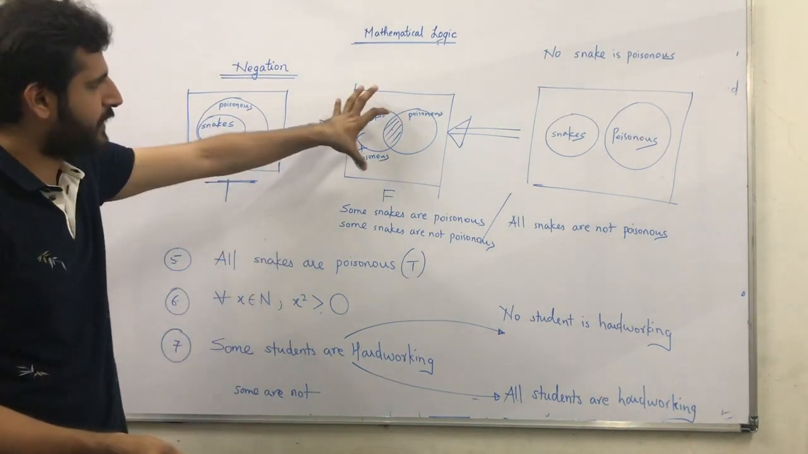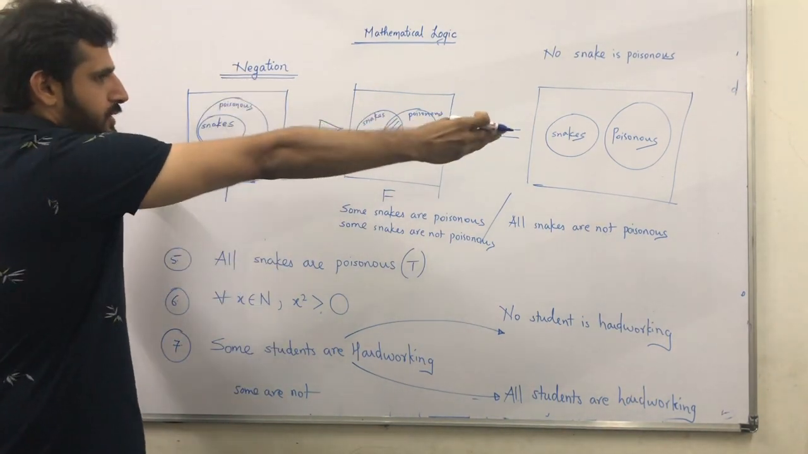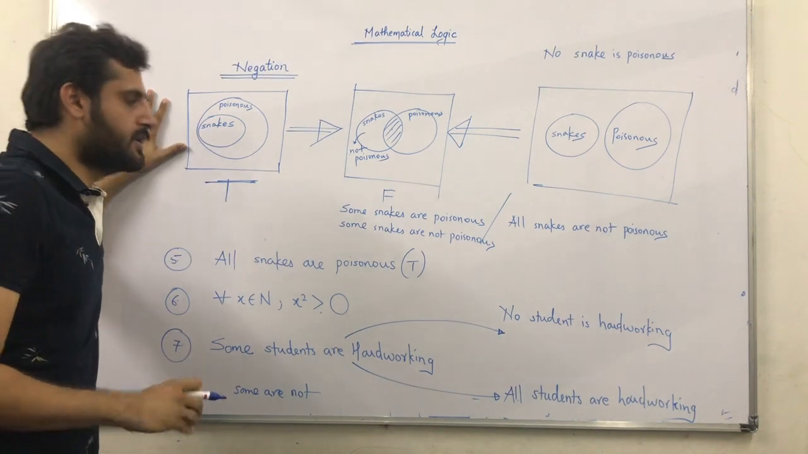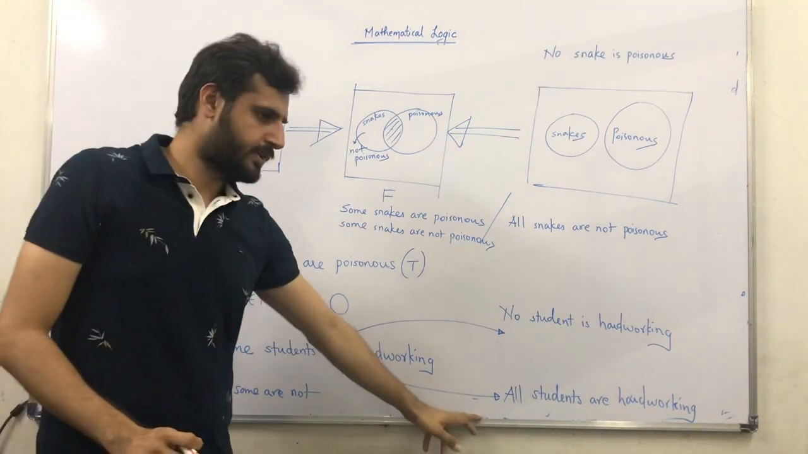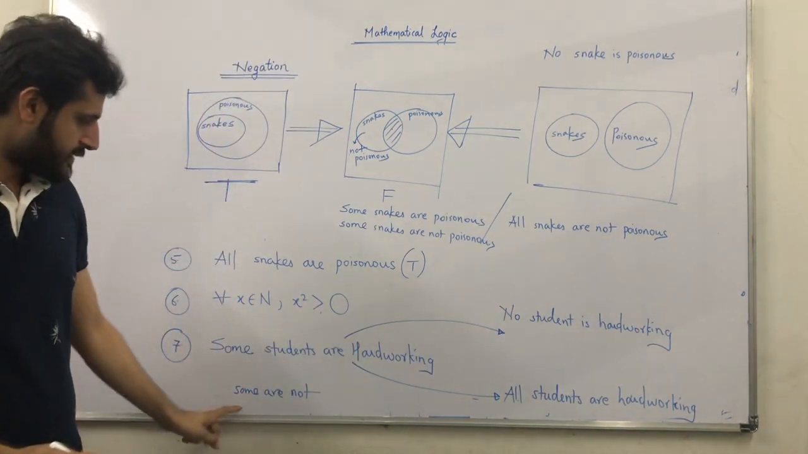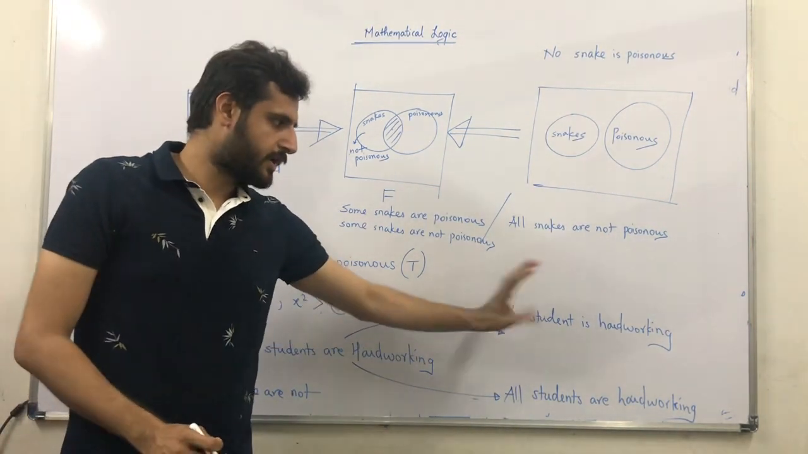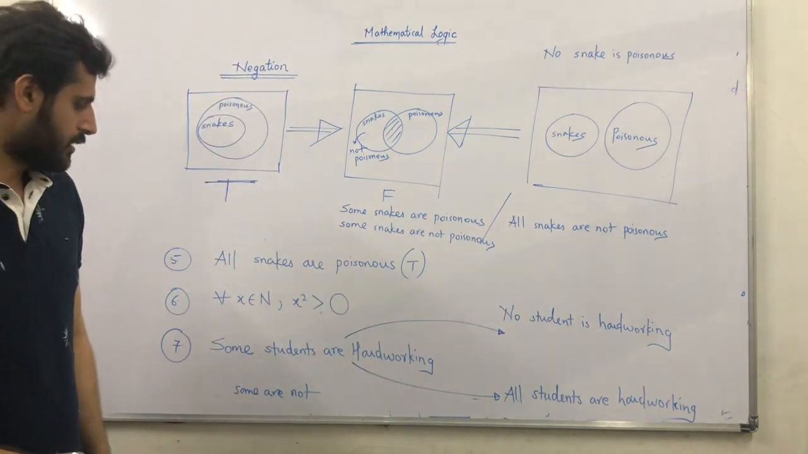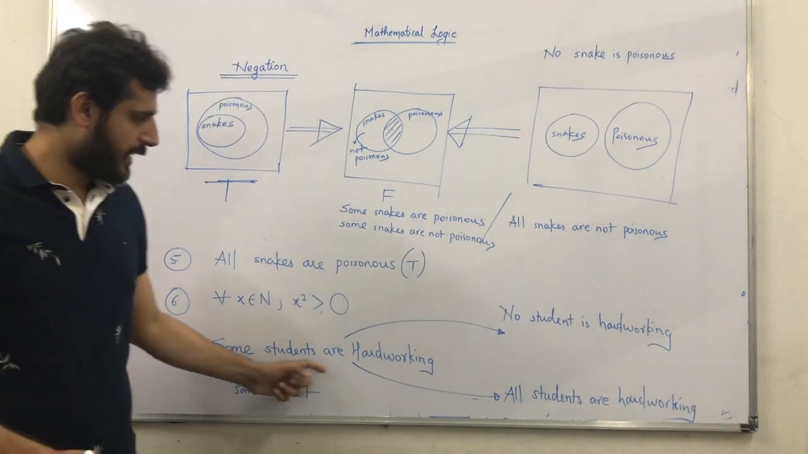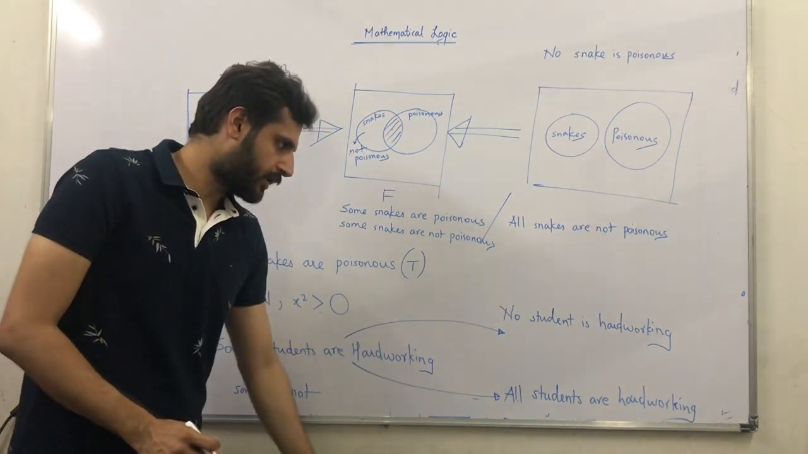It is like this intersection. And you can take negation in both the direction. You can say all students are hardworking is a negation of this, because this negates the idea that some are not hardworking. Right? Or you can say no student is hardworking. I repeat, some students are hardworking. Negation is no student is hardworking.